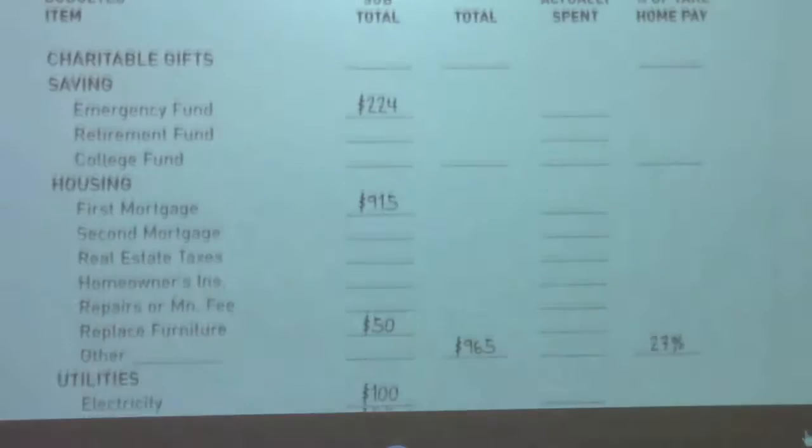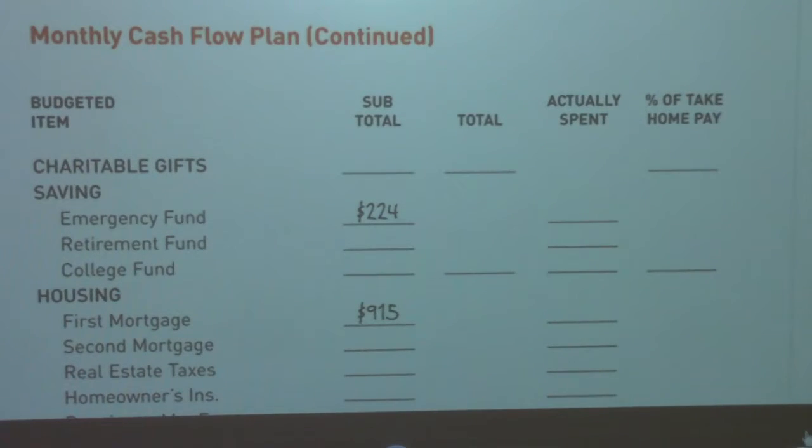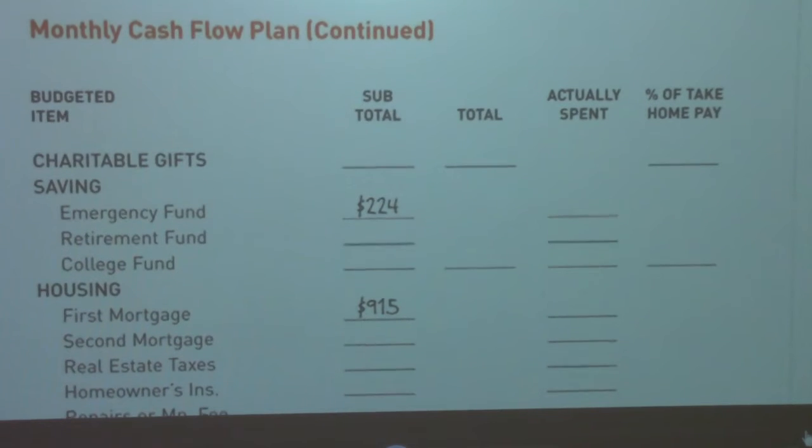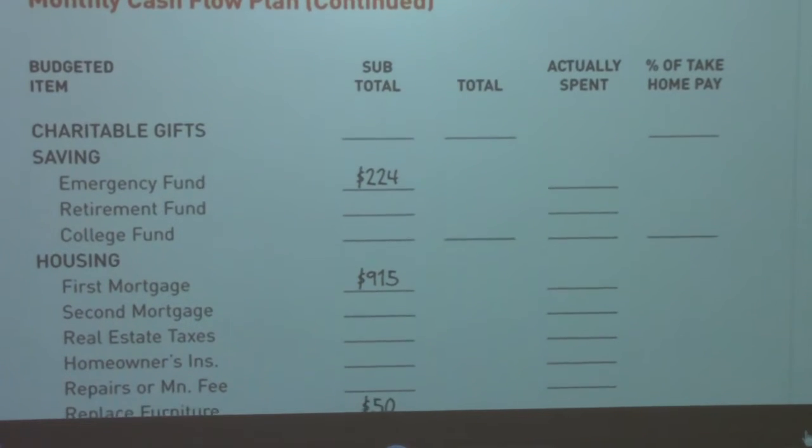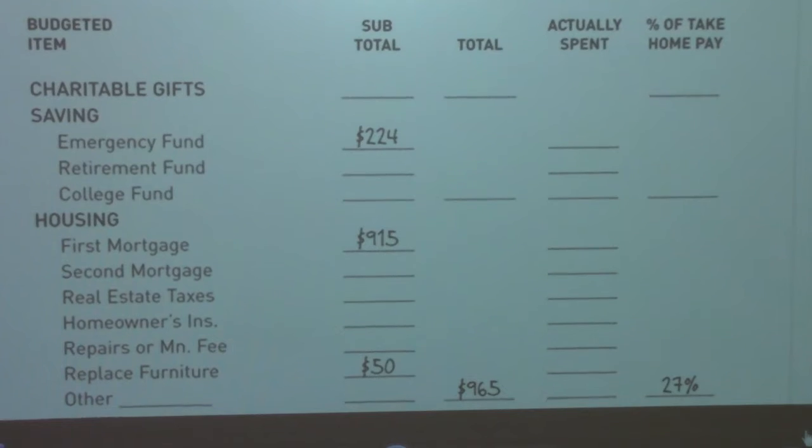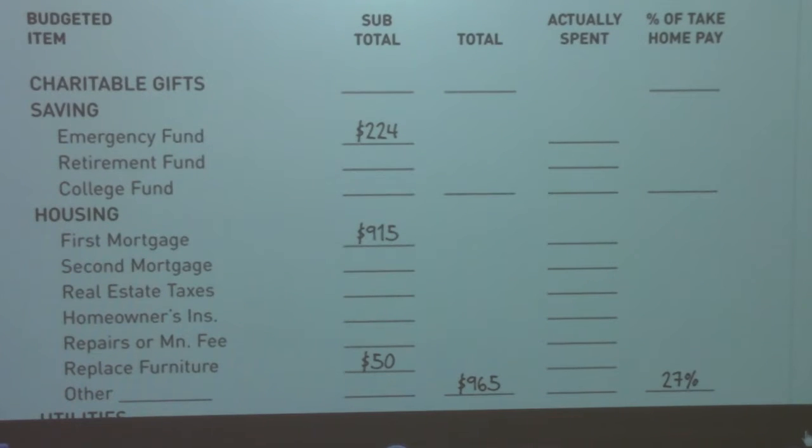Monthly cash flow plan. The most important sheet. Right here it is. You ready? Monthly cash flow plan. You'll notice the very first thing on here is charitable giving, because you start with charitable giving. Now your total right there in the center is the total of those subcategories. I'll cover that in a second.